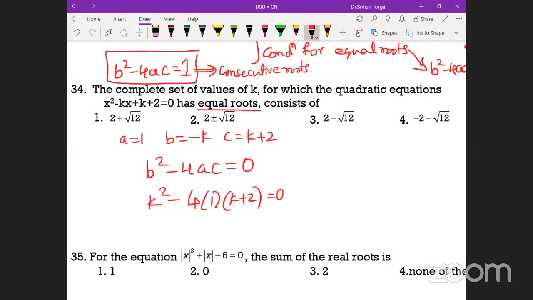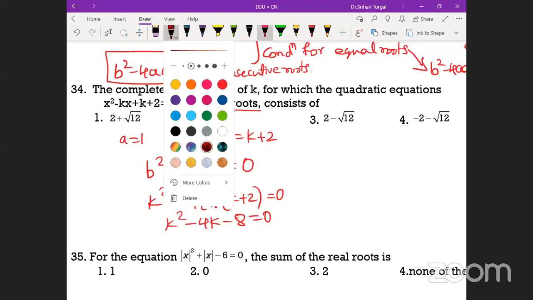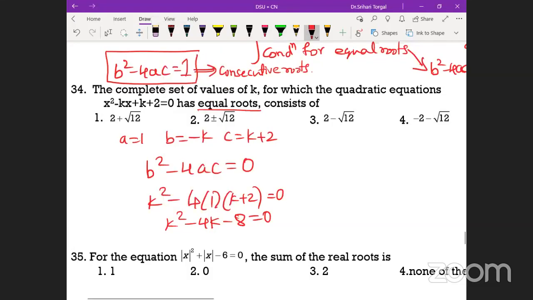Okay. Now, you simplify this. Now tell me, what are the k values? You cannot solve this by factoring, right? You can go for the formula because all the options are irrational.